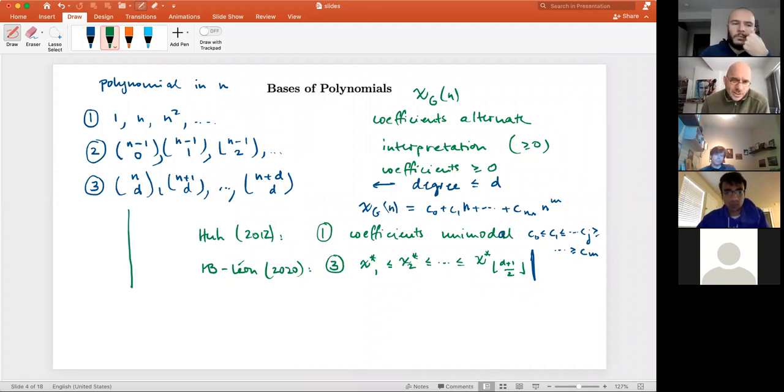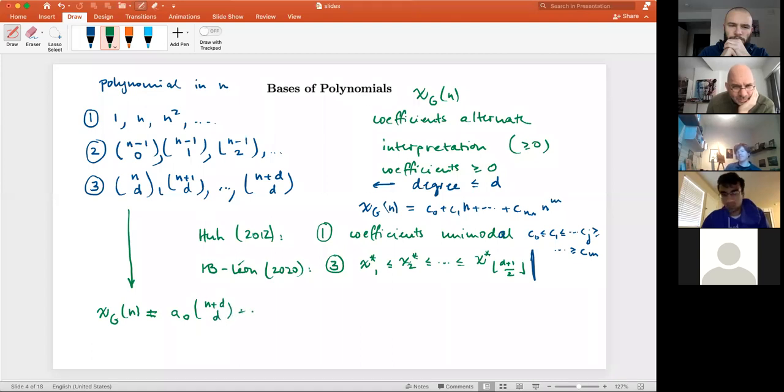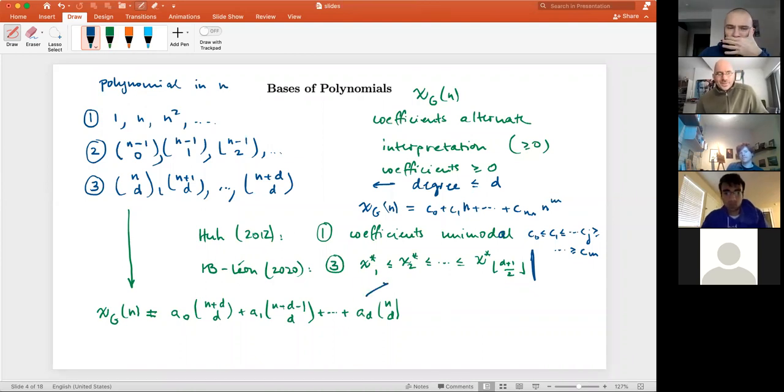So if you think about this basis over here, what does that mean? It means, for example, for a chromatic polynomial, we're going to write this as a sum. Let me use A's now. I think I want to start with the last one. So I'm going to write this as A naught times n plus D choose D, and then A1 and so on. Those A's are related to my chi-stars. Maybe I should have just used chi-stars. But anyway, what's the point over here?